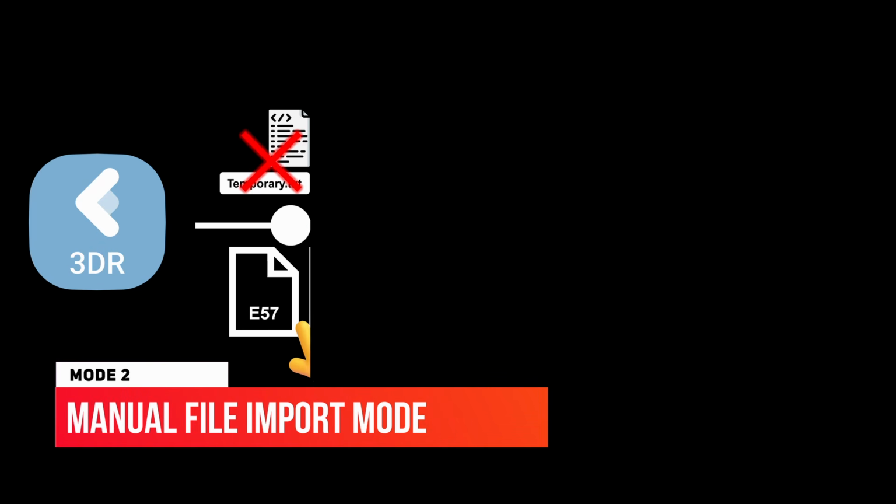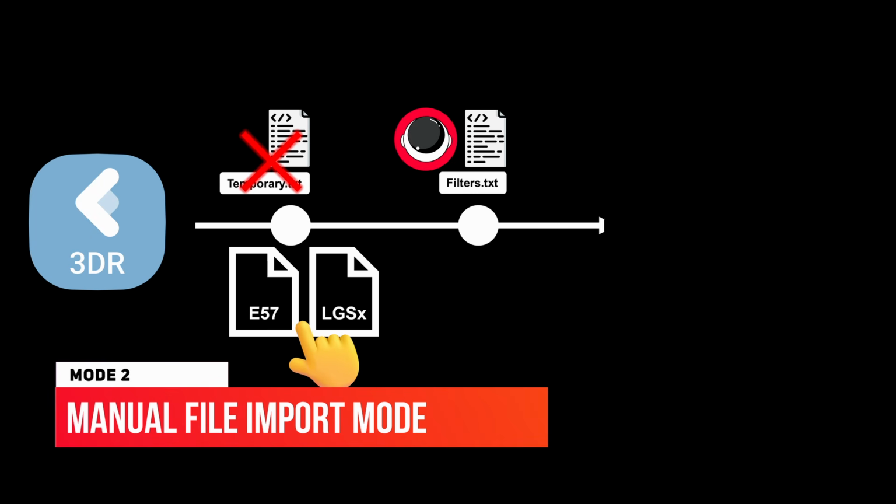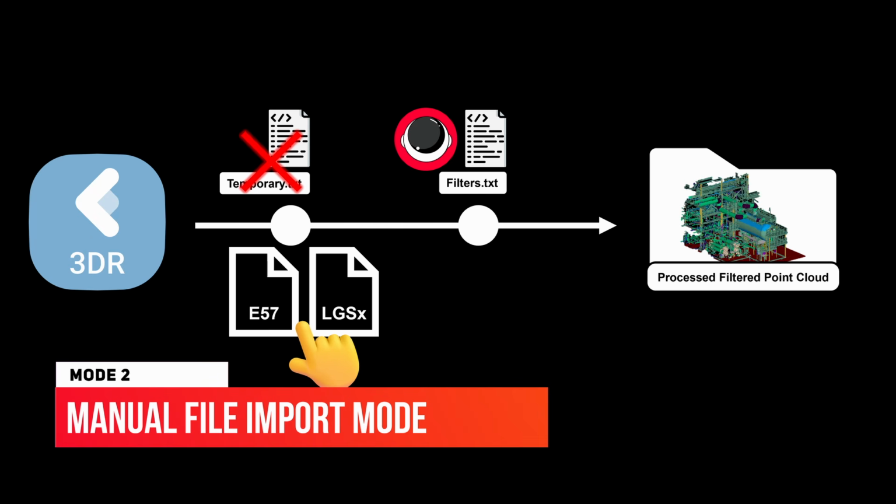And the second option is manual import mode. If the temporary TXT file doesn't exist, the script will ask the user to manually select an E57 or LGSx file, then run the full filtering pipeline on the selected file.